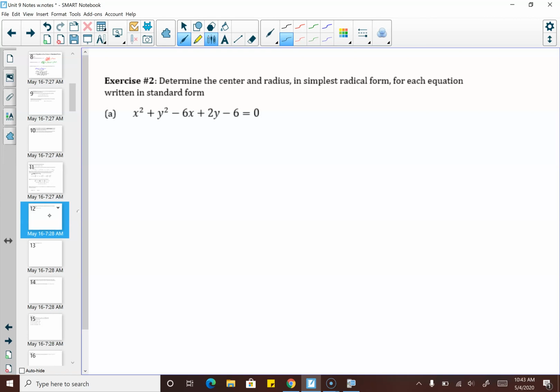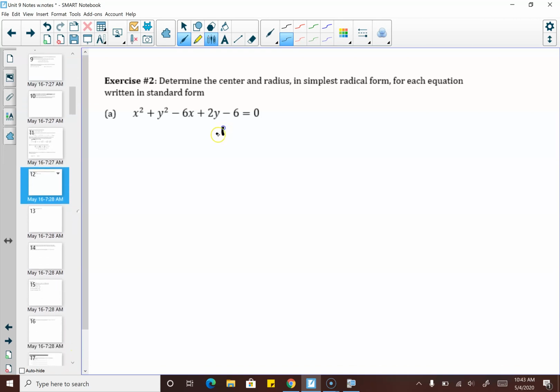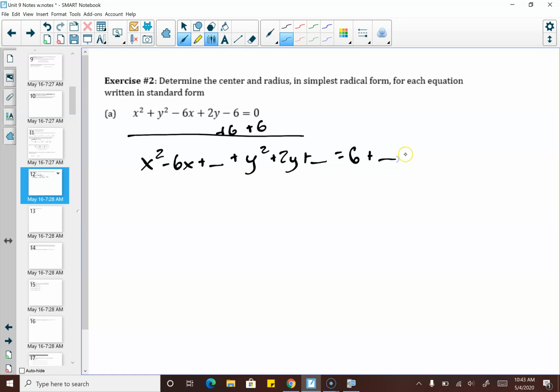All right, so what we're going to do is we're going to take a minute here to rearrange. So the first thing I want to do is I want to add the 6 over to the other side. At the same point, I'm going to put my x squared, my negative 6x, and a line next to each other, plus y squared plus 2y plus a line next to each other. And then we're going to be equal to, so we added 6, and then we had 2 lines on the left, so we need to have 2 lines on the right.